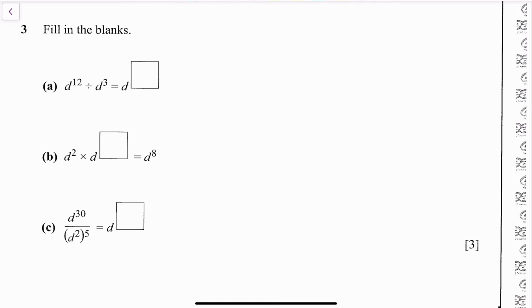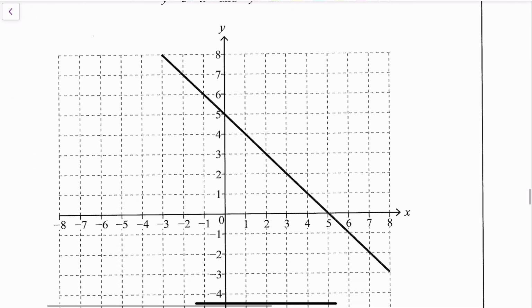Indices, just subtract the powers. 12 minus 3 is 9, d to the power of 9. And d squared times what gives you d to the power of 8? It's d to the power of 6. This one I'll do a wee bit of working out. What's that going to be? d to the power of 30 over d to the power of 10. And that's going to be equal to d to the power of 20. So that would have been a 20 there.